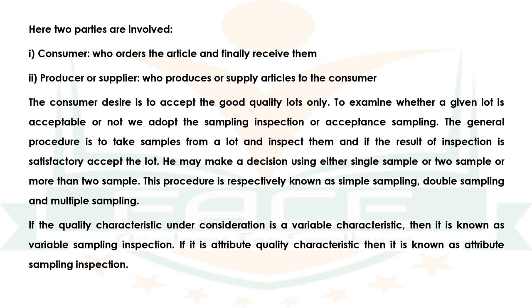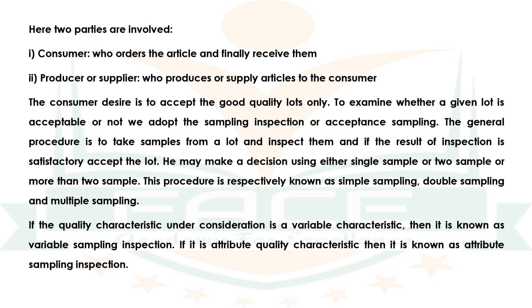Here, two parties are involved. The first one is the customer who orders the articles and finally receives them. And the second one is the producer or supplier who produces or supplies the articles to the customer. The customer's desire is to accept the good quality lots only. To examine whether a given lot is acceptable or not, we adopt sampling inspection or acceptance sampling.